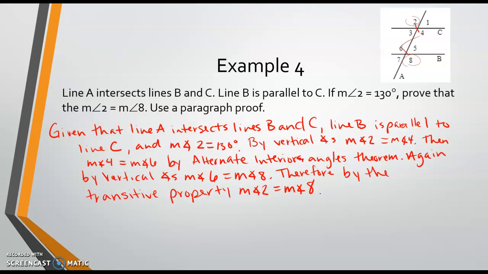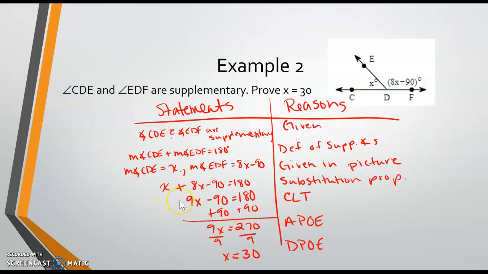Now, there were multiple ways we could have gone about this paragraph proof. I could have said that 2 was congruent or equal to 4 by vertical angles, and that 4 was equal to 8 by corresponding angles. We could have done 2 is equal to 6 by corresponding angles, and then 6 is equal to 8 by vertical angles. I wanted you to see the different ways that we could write the sentences, which is why I took the longer route. But that is a paragraph proof.